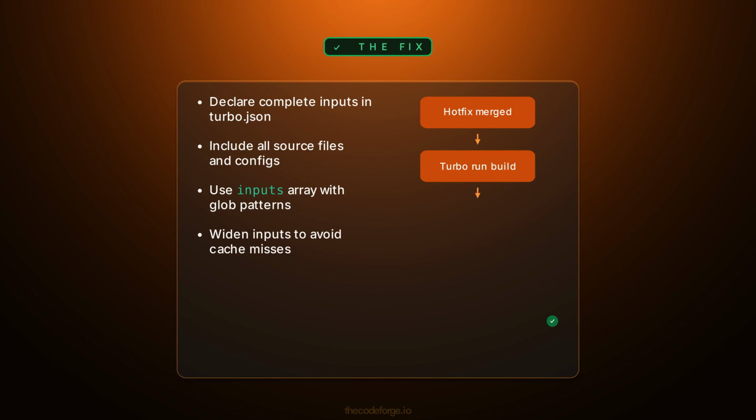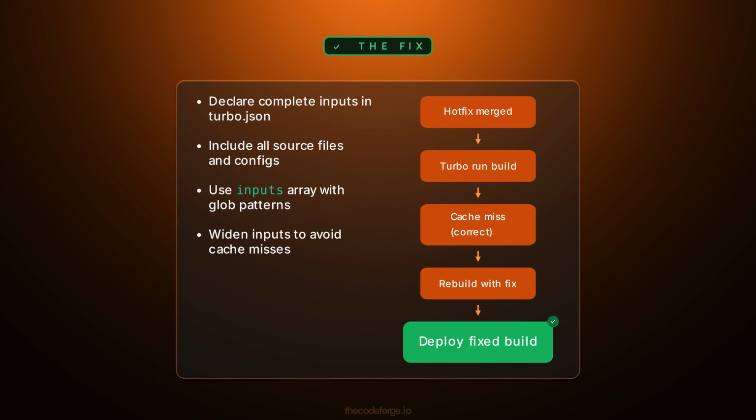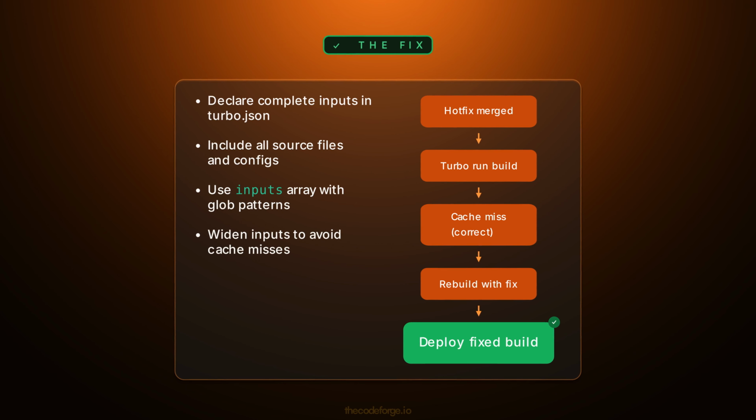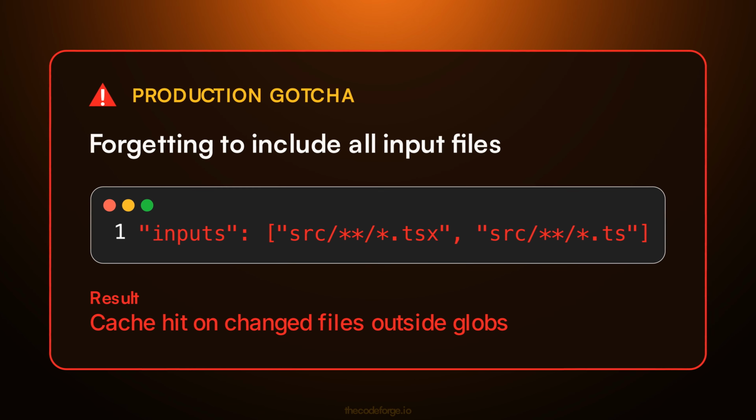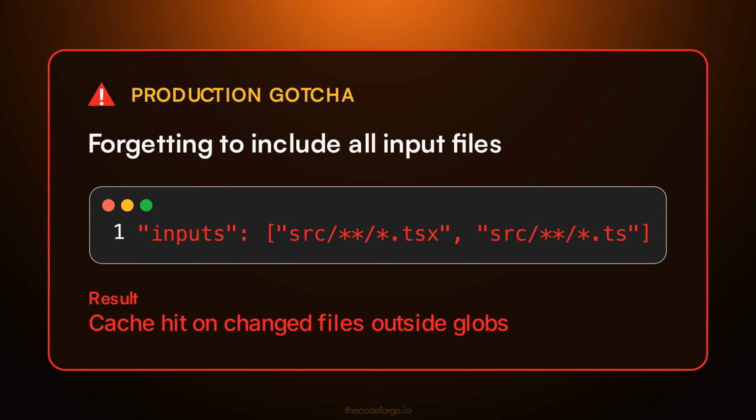The fix is to declare complete inputs and outputs so the cache signature actually reflects what the task depends on. When in doubt, widen inputs. A cache miss is cheap. A poisoned cache is an outage. Here's the corrected turbo.json with comprehensive inputs. If you change a file that isn't covered by the inputs glob, Turborepo won't invalidate the cache. This can lead to stale builds being served as successful. Always explicitly list all input globs that the task depends on.